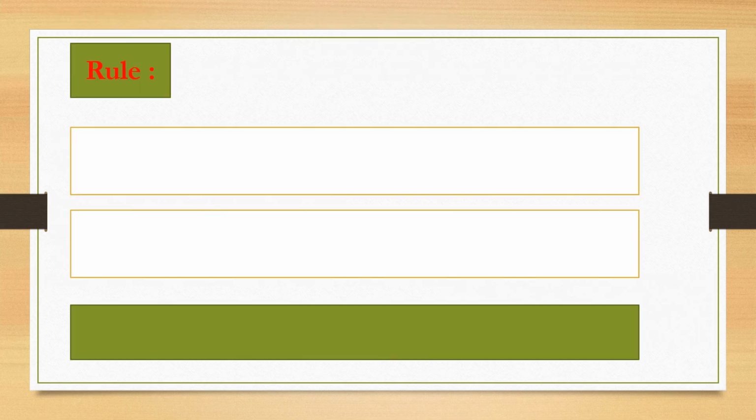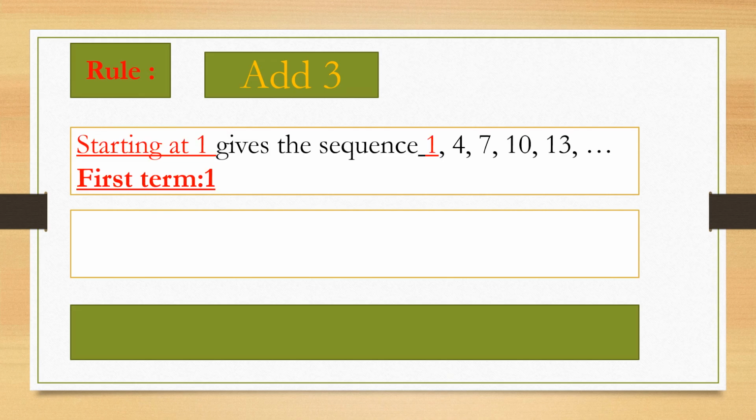So let's make a sequence from this rule. For example, if the rule tells you to add 3 and the starting number must be 1, it means the first term should be 1, and then every time you have to add 3, so it's going to be 1, 4, 7, and so on.